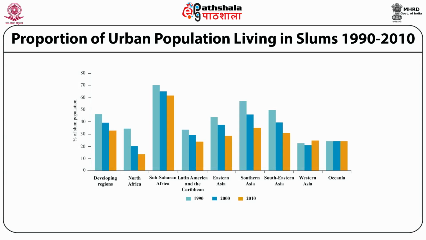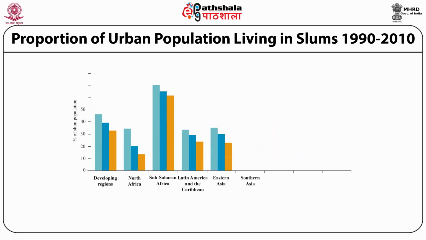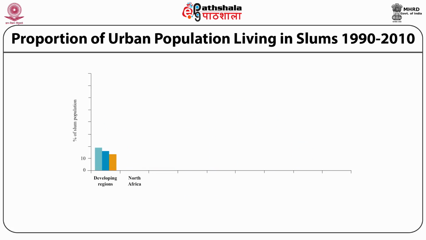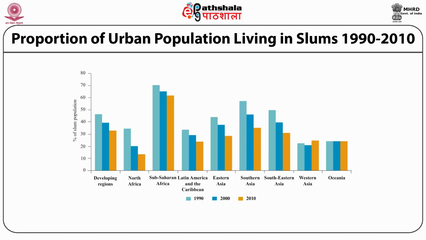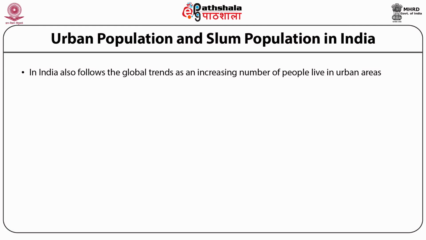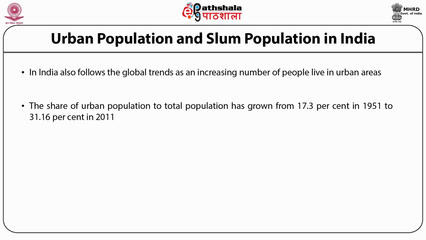The Global Monitoring Report shows that between 1990 and 2010, although the proportion of the urban population living in slum areas has declined in all regions of the world, it is still very high in sub-Saharan Africa and South Asia. This can be observed from figure 3. India is also a part of global trends, where an increasing number of people live in urban areas. The share of urban population in total population in India has grown from 17.3% in 1951 to 31.6% in 2011.